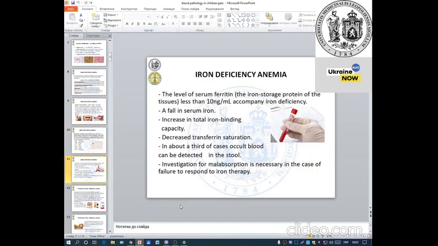The level of ferritin, the iron storage protein in the tissues, and serum iron are low, with increased total iron binding capacity and decreased transferrin saturation. Occult blood can be detected in the stool. Investigation for malabsorption is necessary in the case of failure to respond to iron therapy.